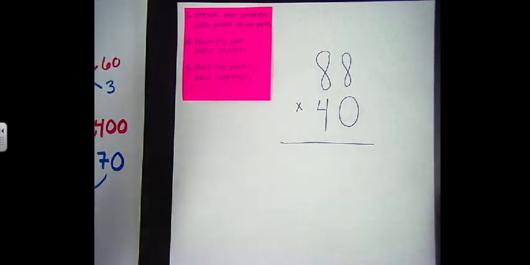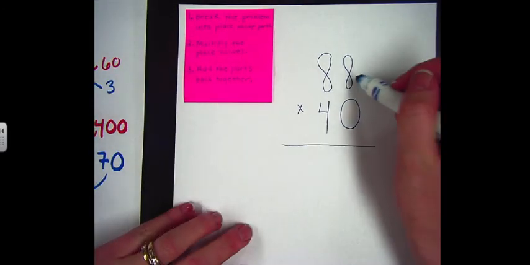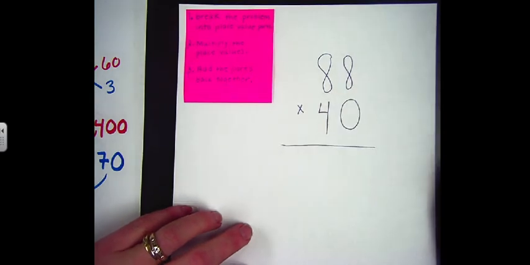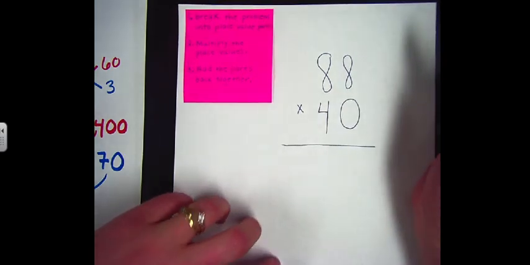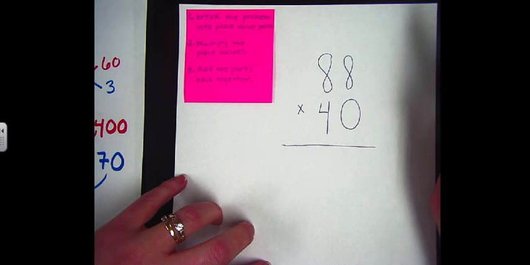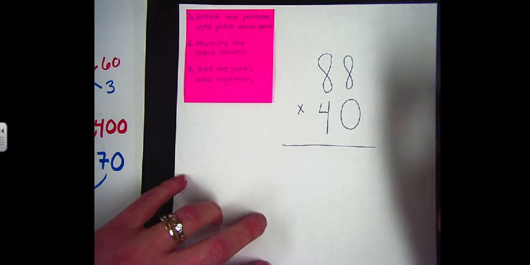Okay, step 1. I need to break my problem into parts. Oh, you know what? I suppose I should read the problem. 88 times 40. I got so excited I was jumping right into those steps. I need to do 88 times 40. Step 1, break it into parts.